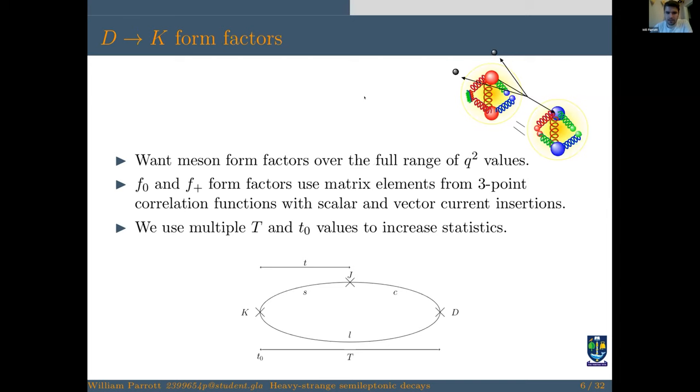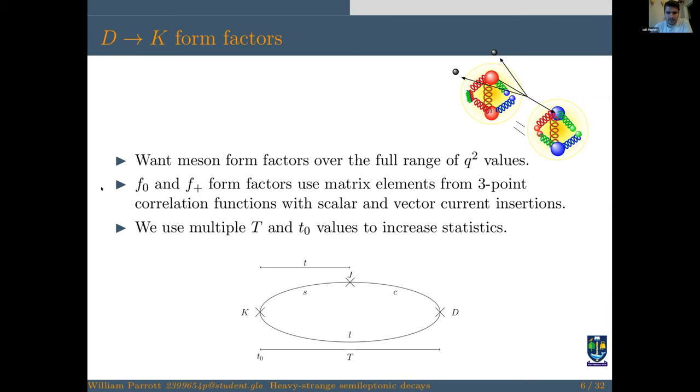We want to get these form factors over the full q-squared range. In order to do this, we construct three-point correlation functions like this. We start with the kaon, propagate the light quark, the spectator, and propagate the strange quark. Then we insert a current, which I'm calling J, that would be either a scalar or a vector current, in the case of the scalar or vector form factors. Then we propagate the charm to the D end. And just for the lattice people, we're using multiple capital T and T naught values to increase our statistics here.